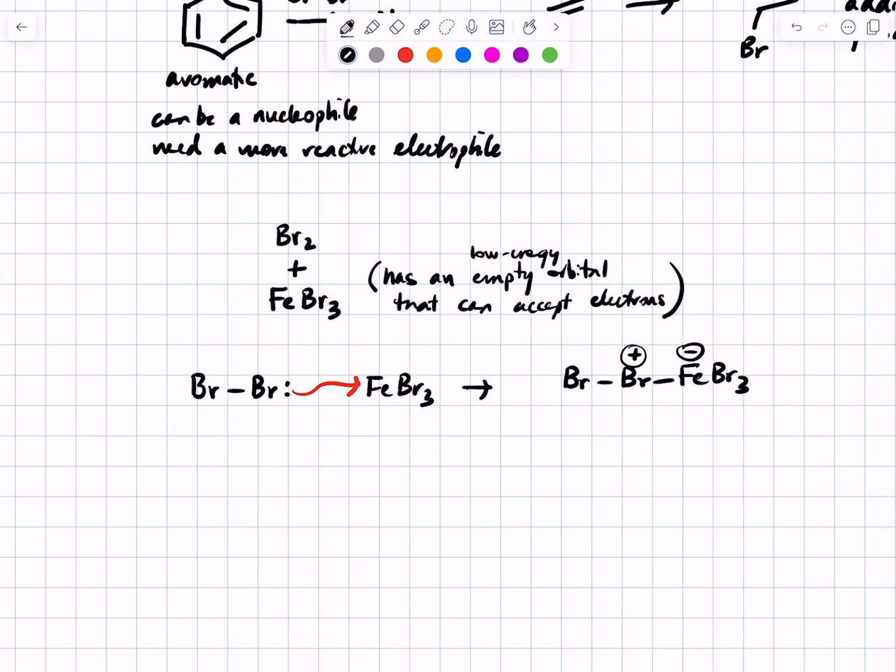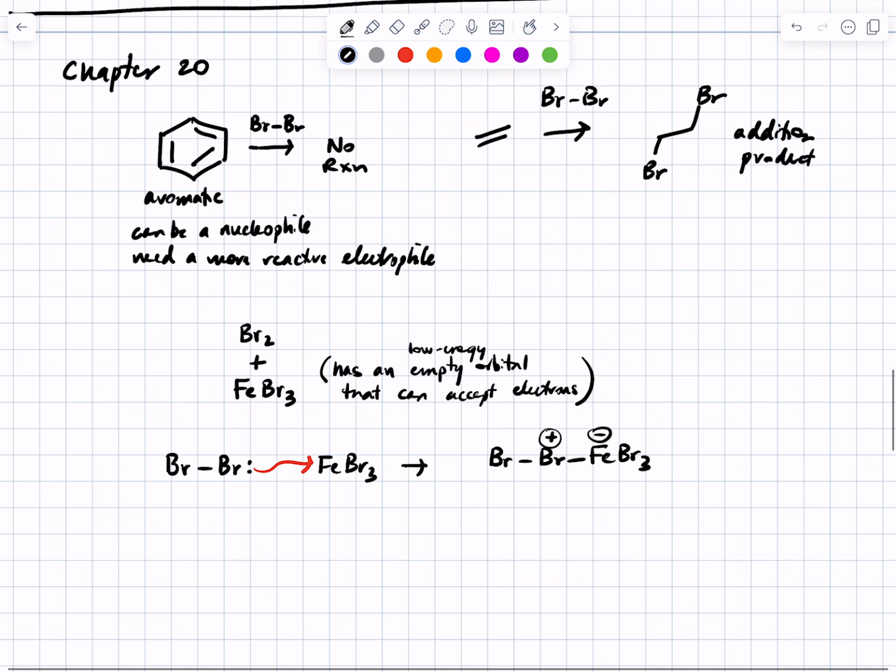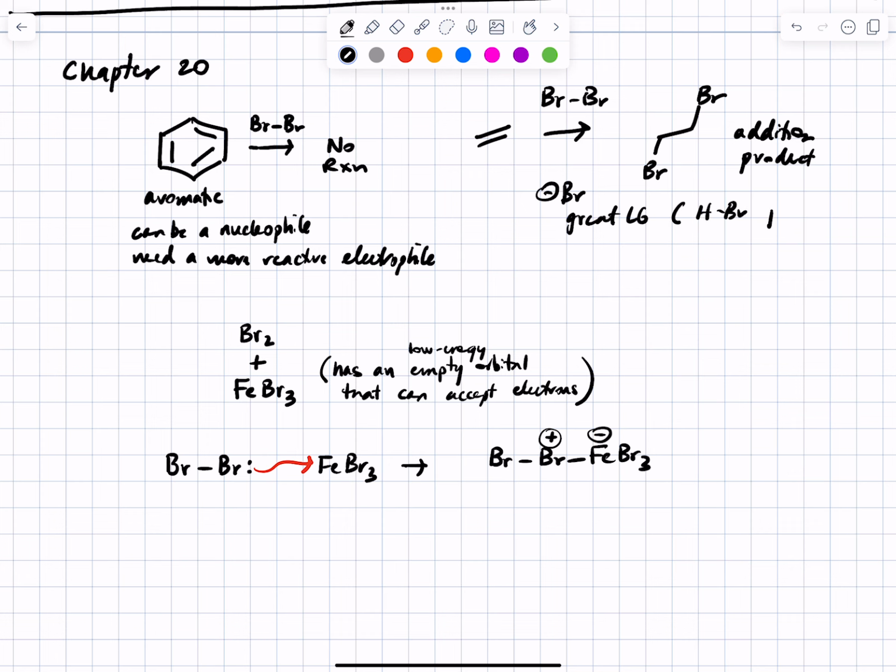Now, in 351, you were used to looking at bromine as being a good electrophile, because if a nucleophile attacks the one bromine on the end, the other bromine, Br minus, is a good leaving group, right? You've already said before, Br minus was a great leaving group. Its conjugate acid is HBr, its pKa is something like -9. Super good leaving group. Not good enough for benzene.